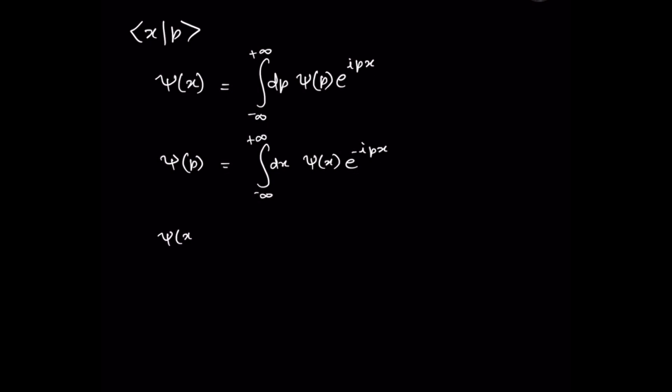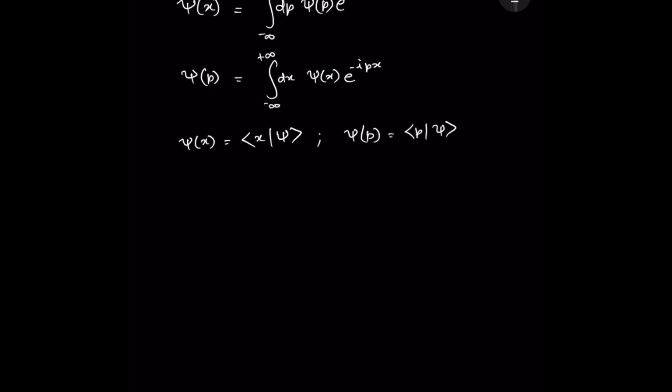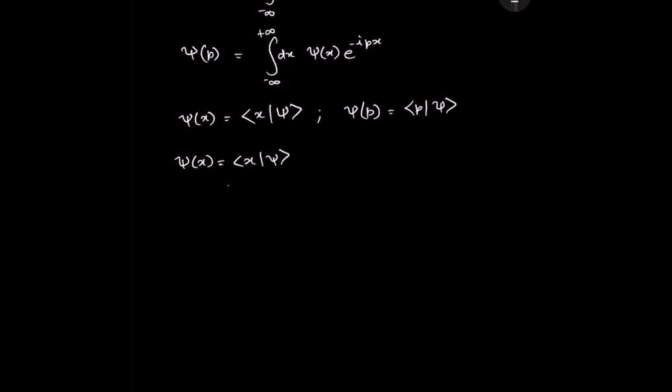Now, some things you need to understand before proceeding further. Psi of x really is just the position representation of the wave function psi. And similarly, psi of p is the momentum representation of the wave function ket. Now, here's what we're going to do. We're going to take psi of x equals <x|psi>, and we're going to use the property of completeness. We're going to insert something called the identity, which when you multiply with it just gives back the same thing.